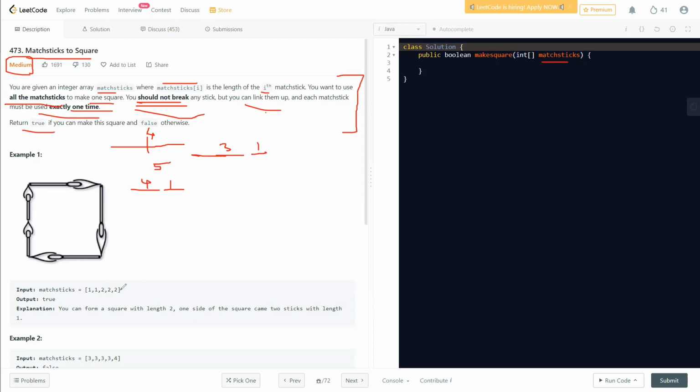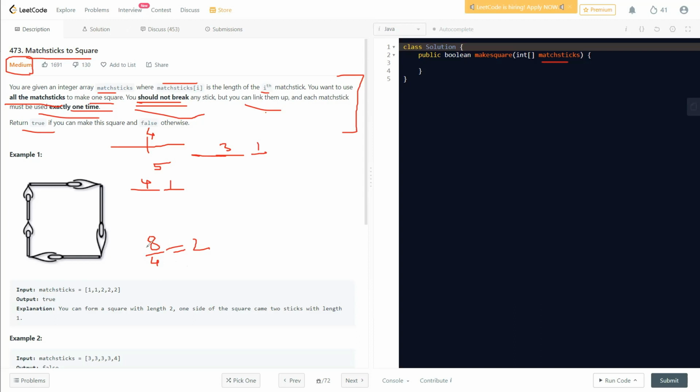So the first thing we need to check is, what's the sum over here? The sum is 1 plus 1 plus 2 plus 2 plus 2, so that says 8, 8 being the total length. The first check is whether 8 divided by 4 is 2, right? So we can check whether 8 mod 4 is 0 or not, to find out whether we can actually do it or not. The first check can be like this.